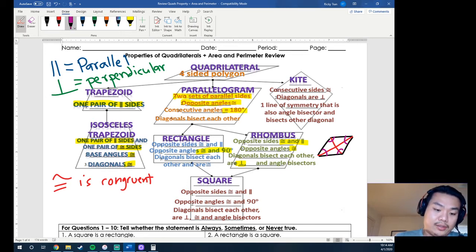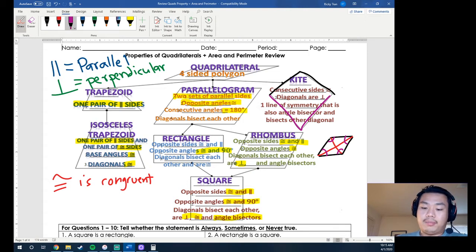Now let's go over to a square, and the square has everything. Opposite sides are congruent and parallel. Opposite angles are congruent and always 90 degrees. The diagonals bisect each other, are perpendicular and congruent, and are angle bisectors. Everything. Kites have consecutive sides that are congruent, as in these sides right here are congruent, and these sides right here are congruent.